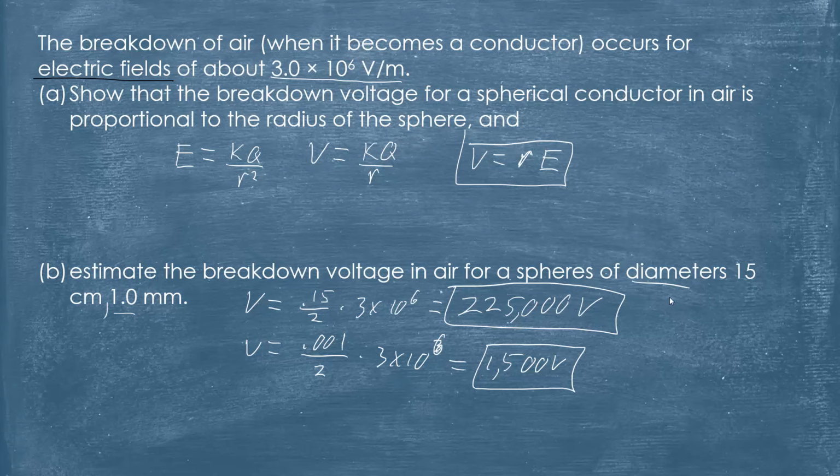Essentially, a sphere with a 15 centimeter diameter can have a voltage up to 225,000 volts before you'll get arcing off through the air to something else, whereas a very pointy sphere, a very small sphere, can only get up to 1500 volts before you'll get some arcing to the surroundings.